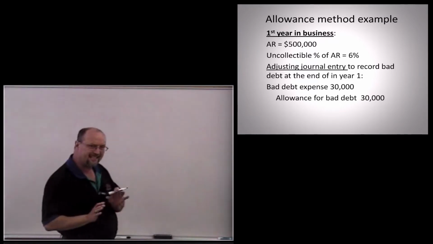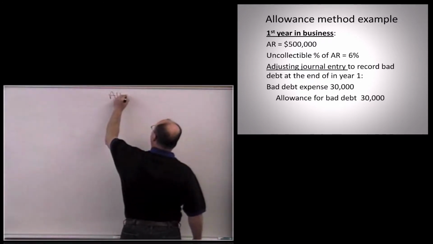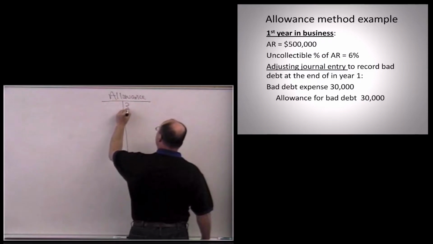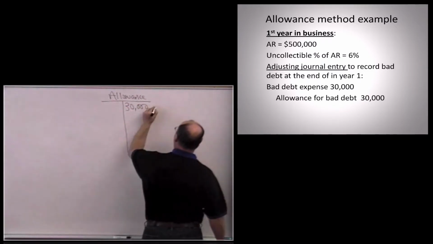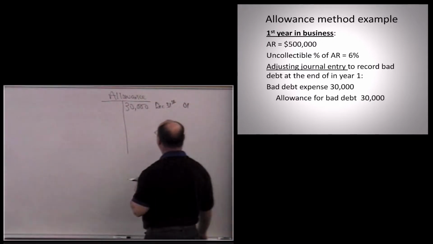Okay, so I'm going to draw a T account for the allowance for bad debt. I'm just going to simply call it the allowance for bad debt. And we have a balance of $30,000 on December 31st, '01, our first year in business.